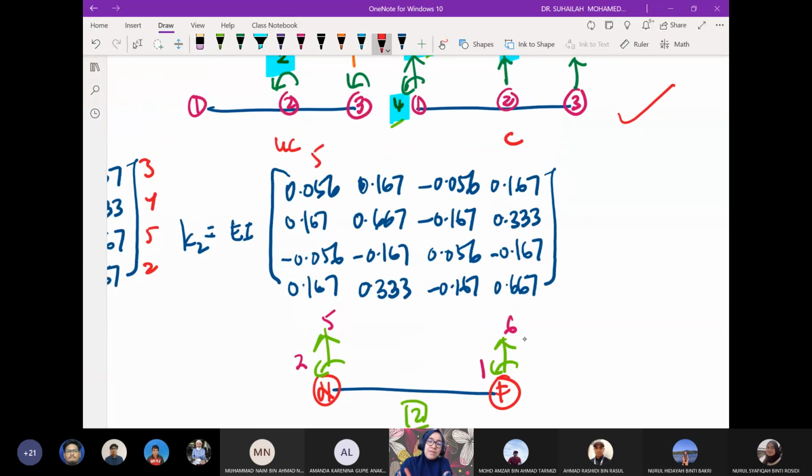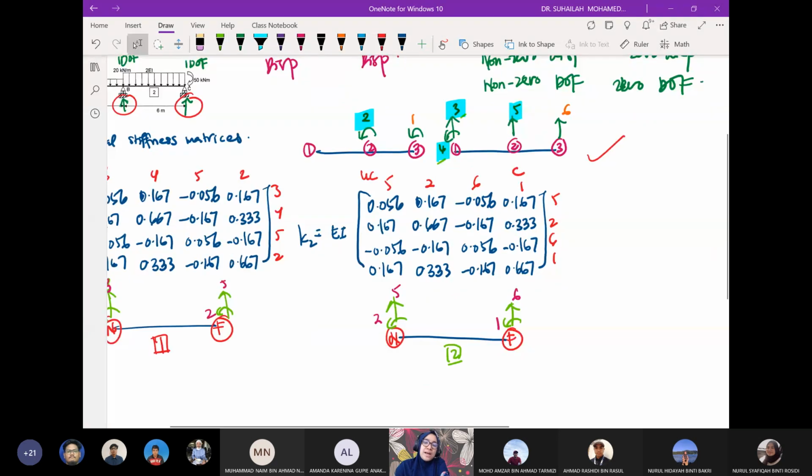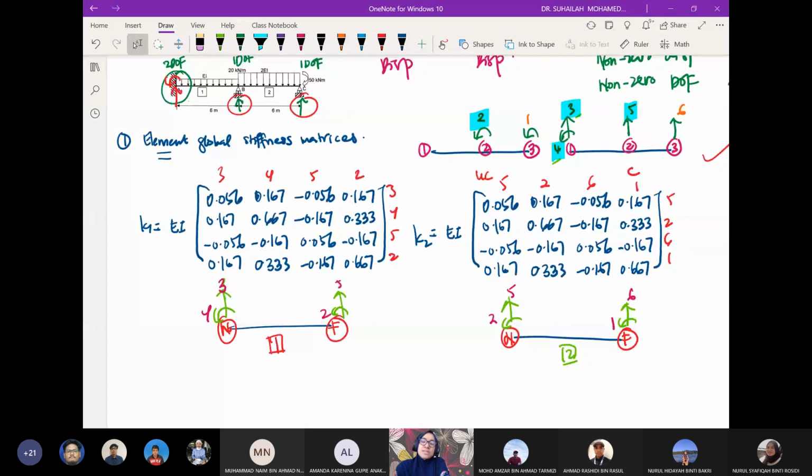So it is 5, 2, 6, 1. Means that everyone will not get the same position, because it depends on how you label. It can be like different person, different position. Okay, so now we have these two element stiffness matrices. The values inside are the same because the length is the same.